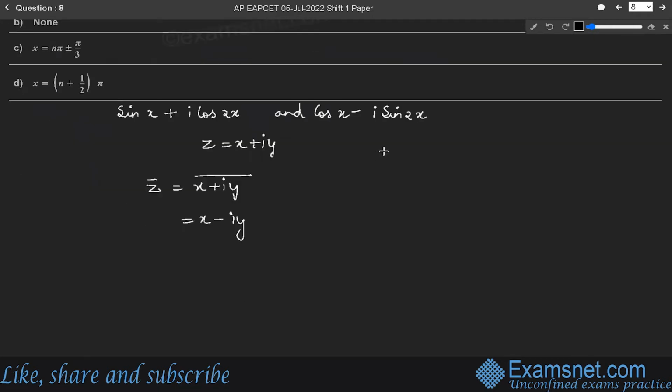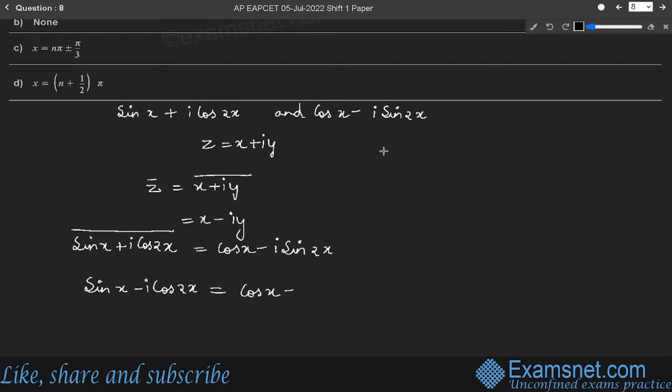Similarly, the conjugate of sin x plus i cos 2x will be cos x minus i sin 2x. We have found the conjugate for it. Therefore, we can say that sin x minus i cos 2x will be equal to cos x minus i sin 2x. Both these are conjugates, so they will be equal. We know that the conjugate of sin x plus i cos 2x is sin x minus i cos 2x. Therefore, sin x minus i cos 2x is equal to cos x minus i sin 2x.